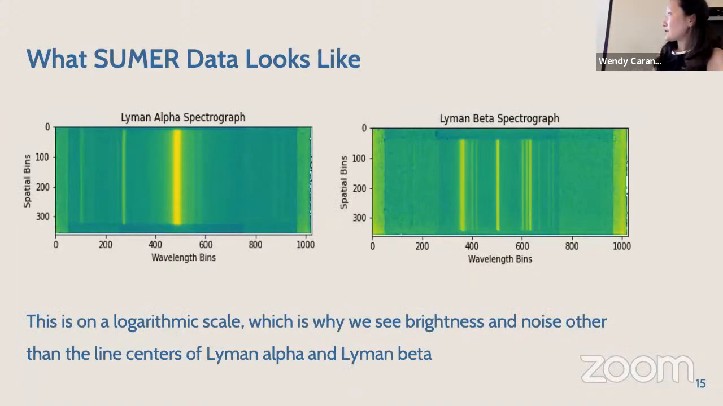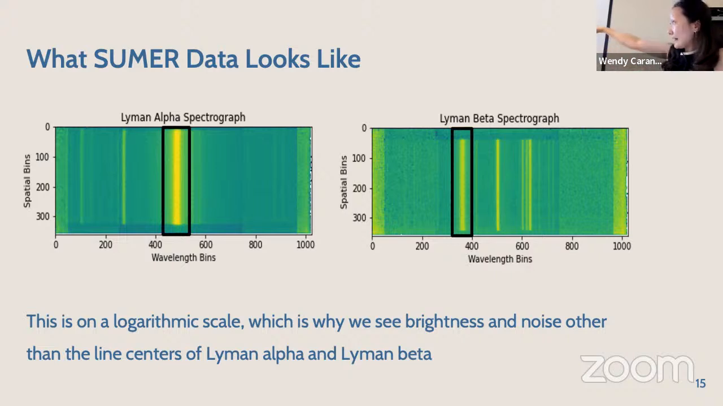So this is what that SUMER data actually looks like once you get those arrays out of there. You can see that this is a slit spectrograph here. You can tell because there's a nice bright line at the center. And this is on a logarithmic scale. If I had not looked at this logarithmic scale, you would really just get these bright parts here. So that's why you can see different colors and a bit of noise happening in the background.